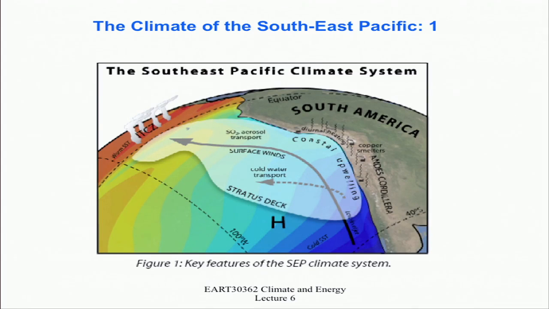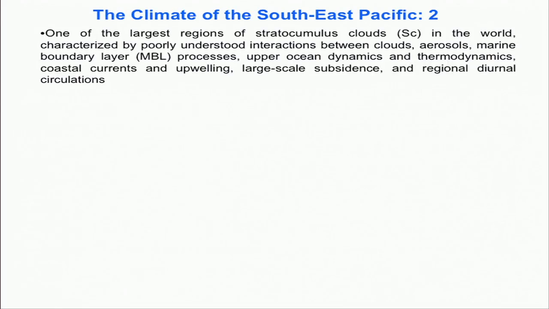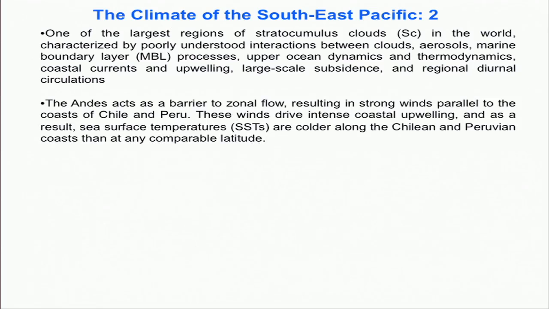But anyway, it's one of the largest regions of stratocumulus cloud in the world at those latitudes. We have to try and understand all the interactions between the clouds, the aerosols, the marine boundary layer processes, also the upper ocean dynamics, the way that that's coupled with the atmosphere, and we need to understand other processes which we don't have time to discuss in this course, but happy to discuss later if you're interested. As we talked about, the Andes acts as this natural barrier to the zonal flow, and that encourages the formation of those big, cooler sea surface temperatures and formation of clouds.